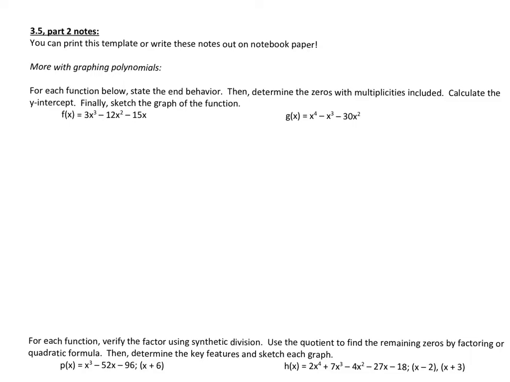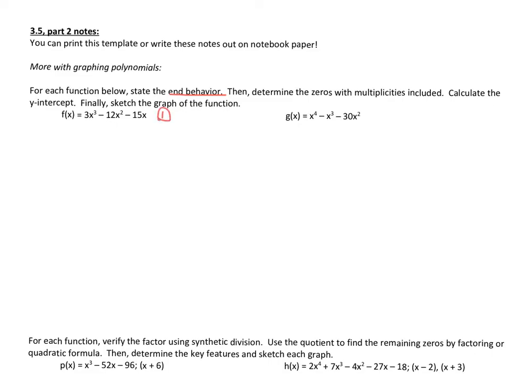on notebook paper. For each function below, state the end behavior. Then determine the zeros with multiplicities included. Calculate the y-intercept. Finally, sketch the graph of the function. For f of x equals 3x cubed minus 12x squared minus 15x, the first thing we're asked to do is state the end behavior. To do that, we need to know what the lead term is.